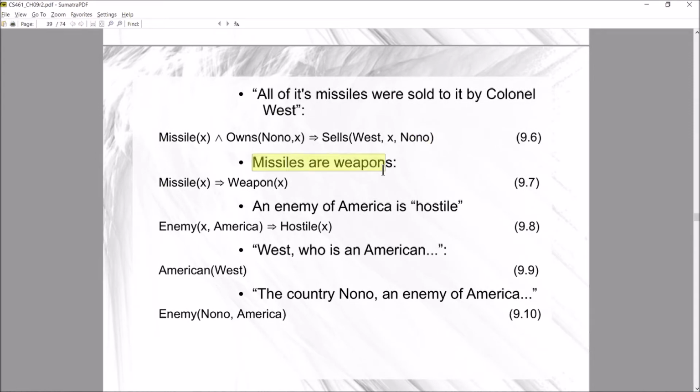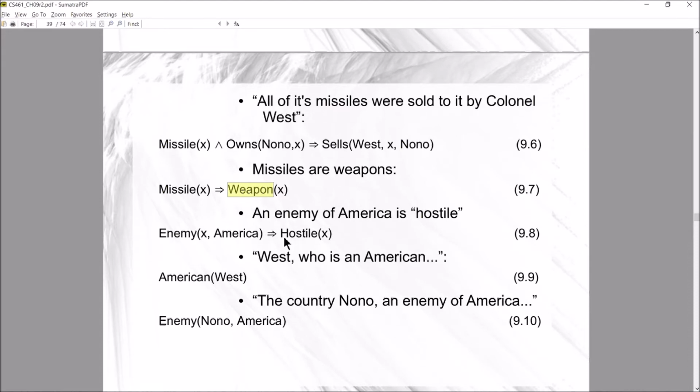Here we're going to encode that missiles are weapons. For all things X, if it is a missile, then that X is a weapon. Here we're encoding the fact that an enemy of America is considered hostile. So for all things X, if it's an enemy of America, then that X is hostile. Then we're going to encode the fact that West is an American. So we'll have that definite clause, American(West). And then we'll go ahead and encode the country Nono as an enemy of America. Right? Enemy(Nono, America).